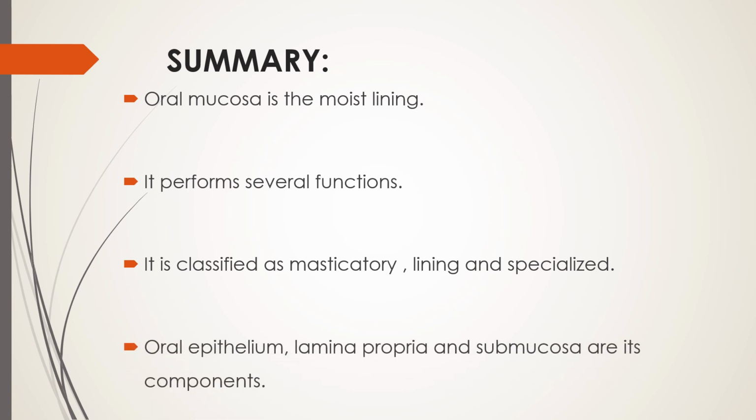Along with that, we have seen it has different components, which include epithelium, which comprises three layers, the lamina propria, which has the connective tissue with different constituents, and the submucosa. Below that, it also had a muscle attachment. This was all about the oral mucous membrane that we have discussed up till now. In the next lecture, we are going to proceed further into the details of each mucosa type.